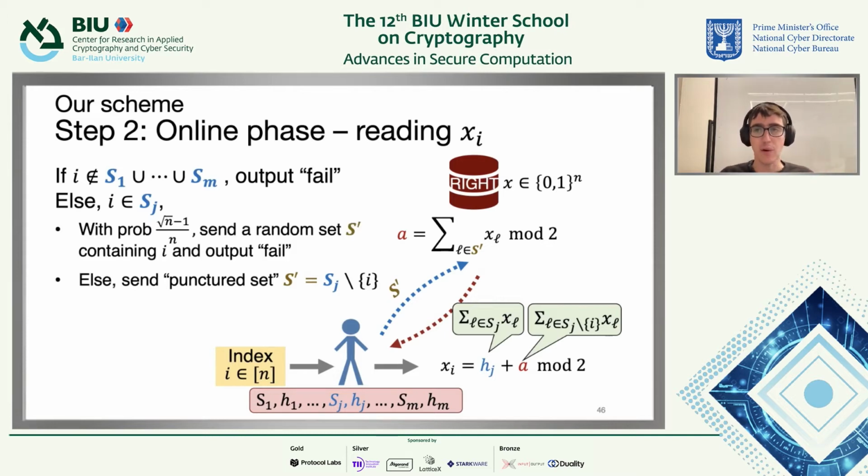To fix that, we'll make the set S' look uniformly random. Specifically, the client will toss a coin, and with probability (square root n minus 1) over n, so roughly 1 over square root of n, it will send a random set S' that contains index i. And with the remaining, much larger probability of roughly 1 minus 1 over square root of n, we'll just puncture the set, remove index i, and send that to the right server. And in this case, correctness will still hold, as we see here on the screen.